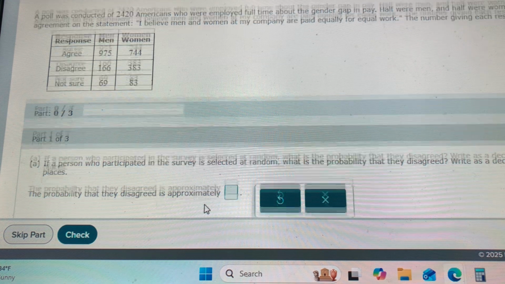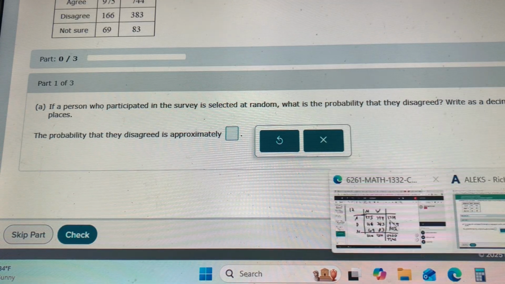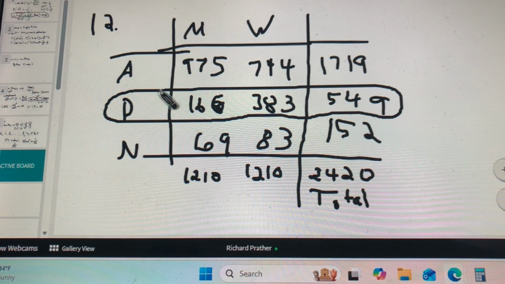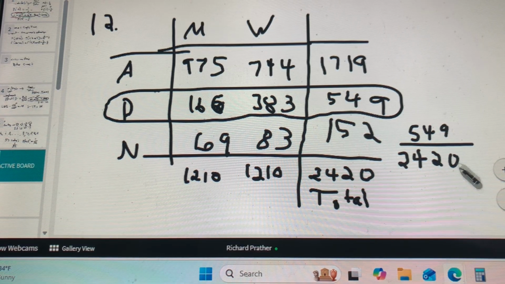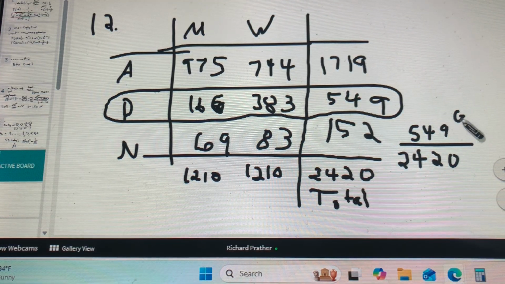So we need this to be over 2,420, and apparently they don't want a fraction here, they must want a decimal. What is the probability that they disagreed? Well, the disagreeds could be the men or the women. There's a total of 549 people who disagreed. So this is still good over total, but they're not going to let me leave it as a fraction when it's such a large fraction like this. Plus, maybe this could reduce it. It would be hard to know that. But I'm literally doing good over total.